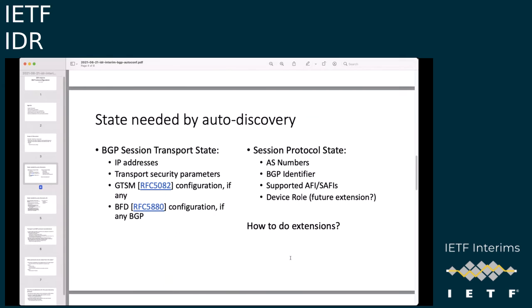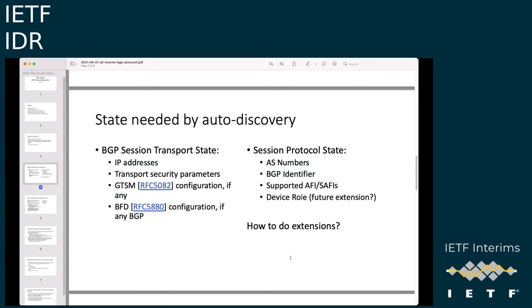Jeff, since I missed a portion of it, did we have anyone who disagreed with the BGP transport state or the session state? Did we do that call? Nobody specifically objected to the session transport state. On the session protocol state, Randy has some questions about the AS number, which you did actually hear.